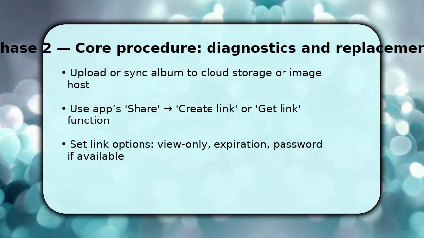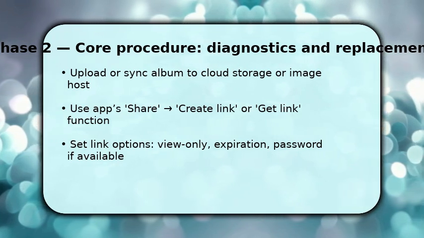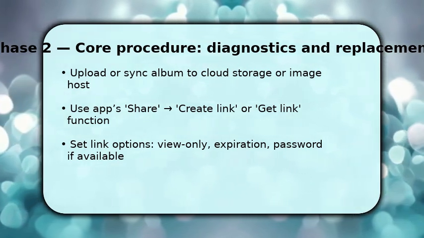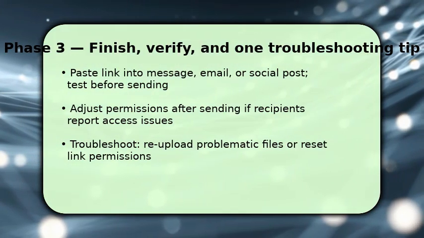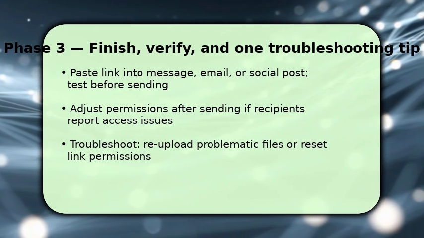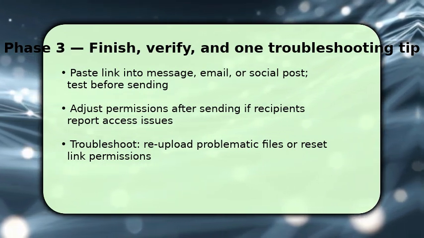If the app shows a short preview, confirm thumbnails are correct so recipients see the intended images. Paste the copied link into your chosen channel, message, email, or social post, and send it to one test recipient first so you can confirm access.